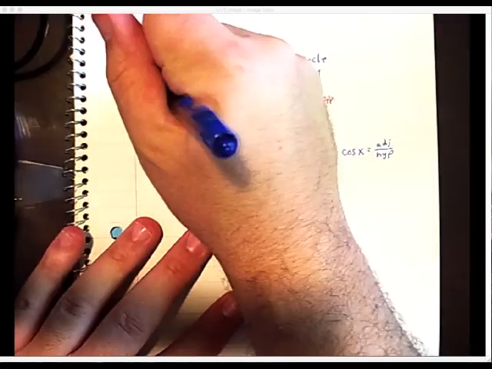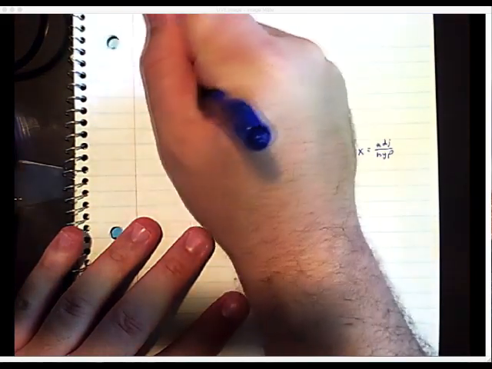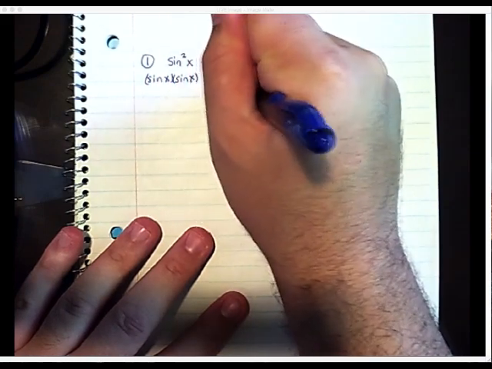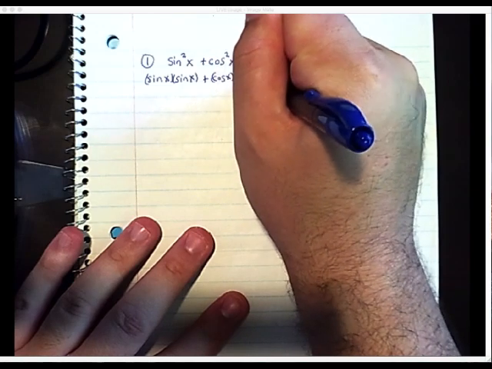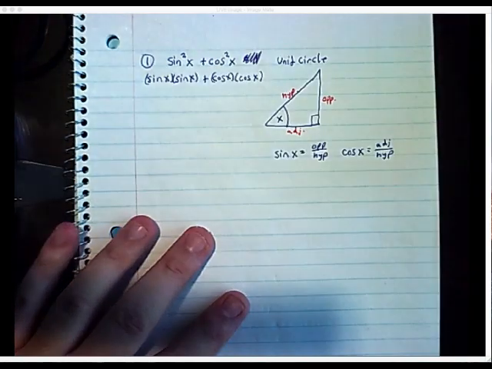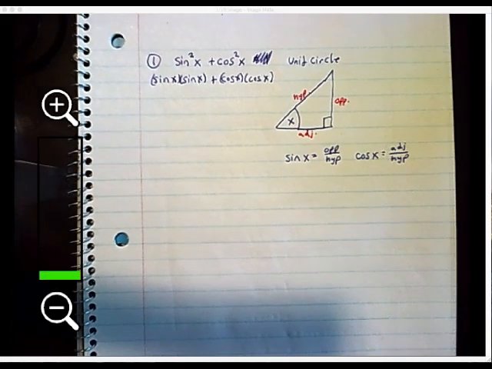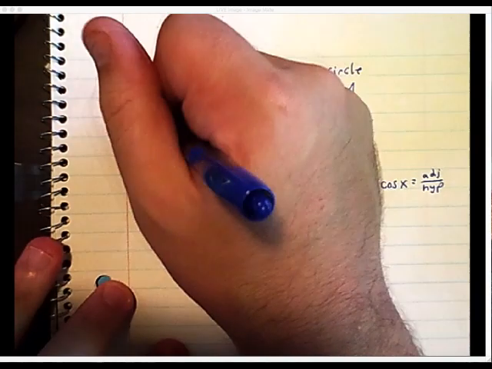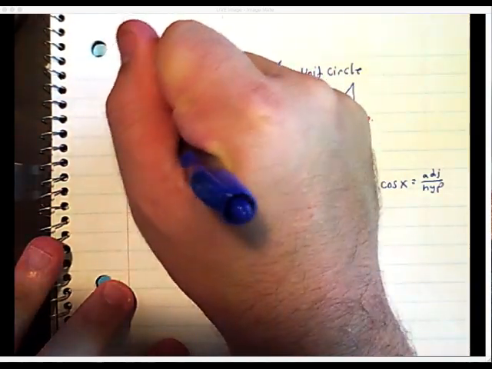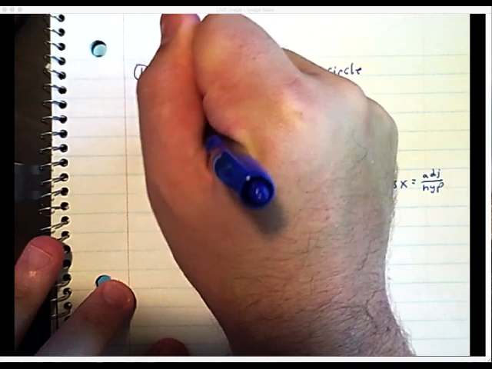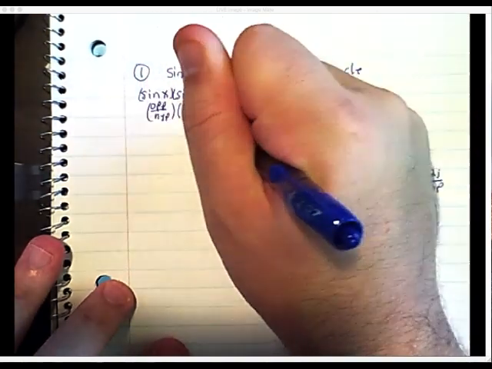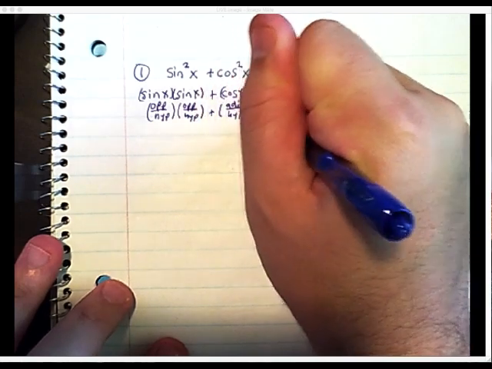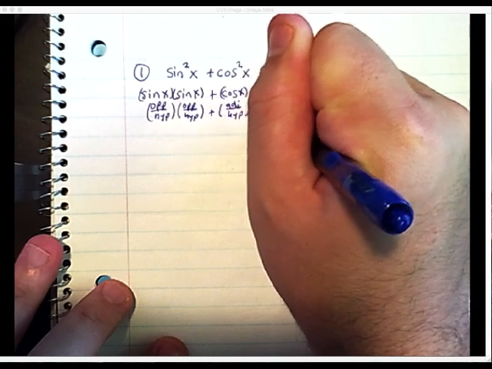What does sine squared mean? Well, it means sine of the angle times another sine of the angle. And cosine squared means the cosine of the angle times another cosine of the angle. We just said that the sine was opposite over hypotenuse, so let me plug that in. So opposite over hypotenuse times another opposite over hypotenuse. And cosine was adjacent over hypotenuse times another adjacent over hypotenuse.